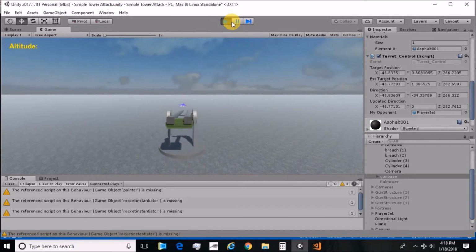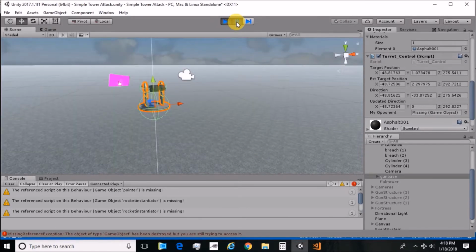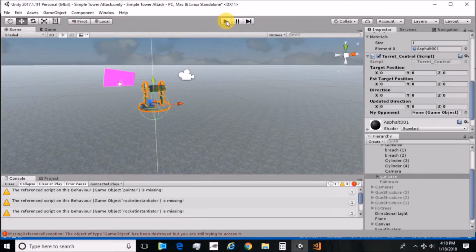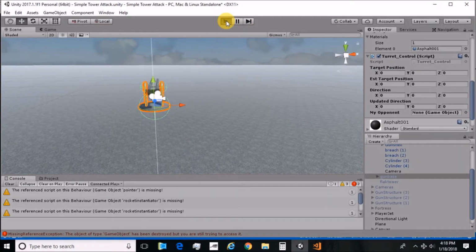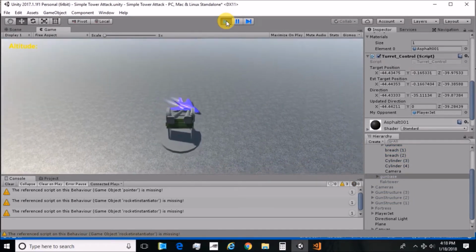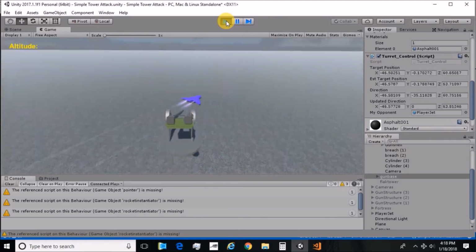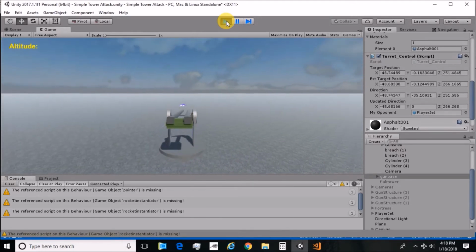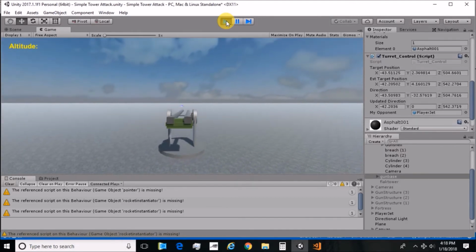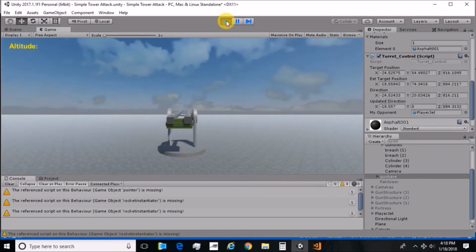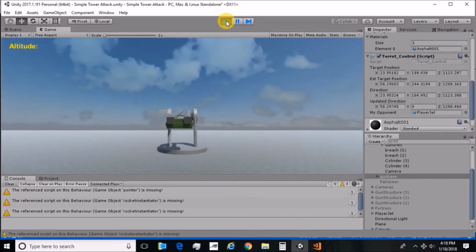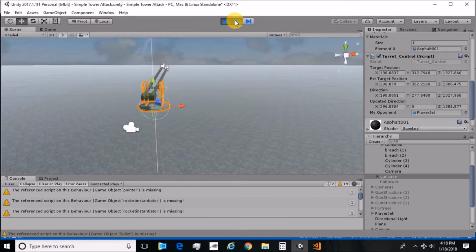Because I tried to take off too fast. Let's try that again. You can already see that it's acquired the target and is calculating its position, but we'll go ahead and take off the plane, reach an altitude where the gun starts firing. Now I can pause it.